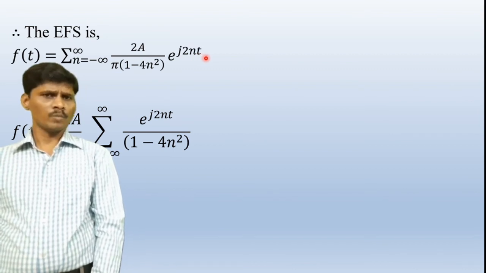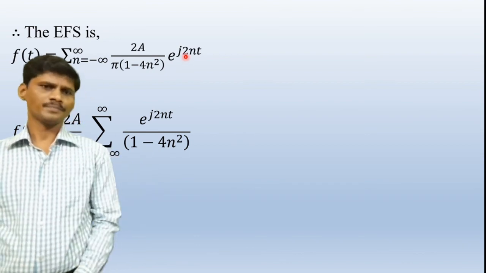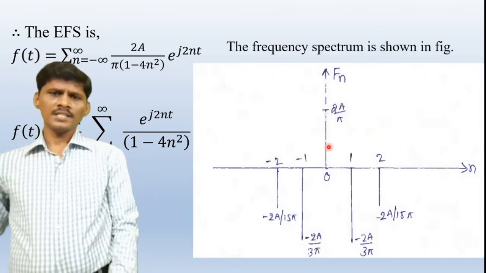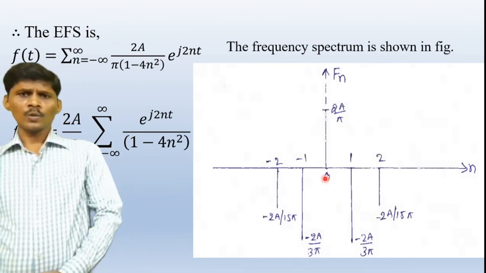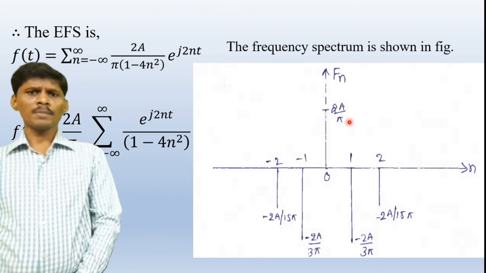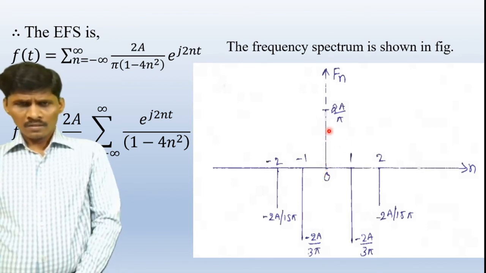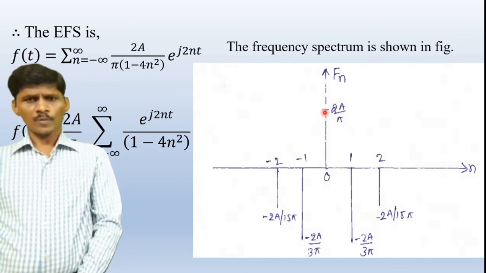So for the function f of t, the complex exponential Fourier series is Fn into e power j n omega naught t. In this example, omega naught is equal to 2. The spectrum x-axis is the values of n. At n is equal to 0, what is the magnitude value? 2A by pi, a positive value. So because of that, the impulse is drawn in the upward direction.